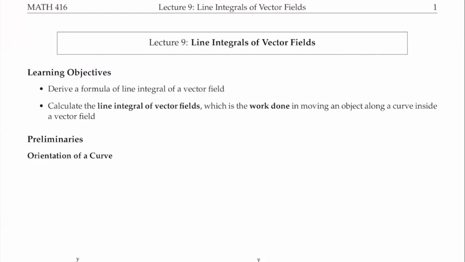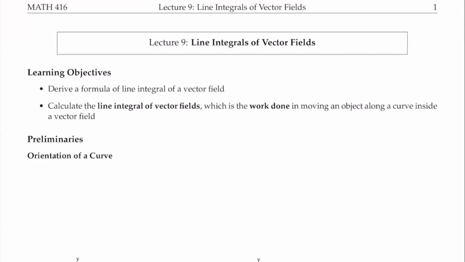All right, so in lecture A, we talk about line integral of scalar field. When you calculate that, you actually get something called the surface area of some functions. Now, when we move on to lecture 9, line integral of vector fields, what we actually calculate is the work done in moving an object from one position to another position inside a vector field.